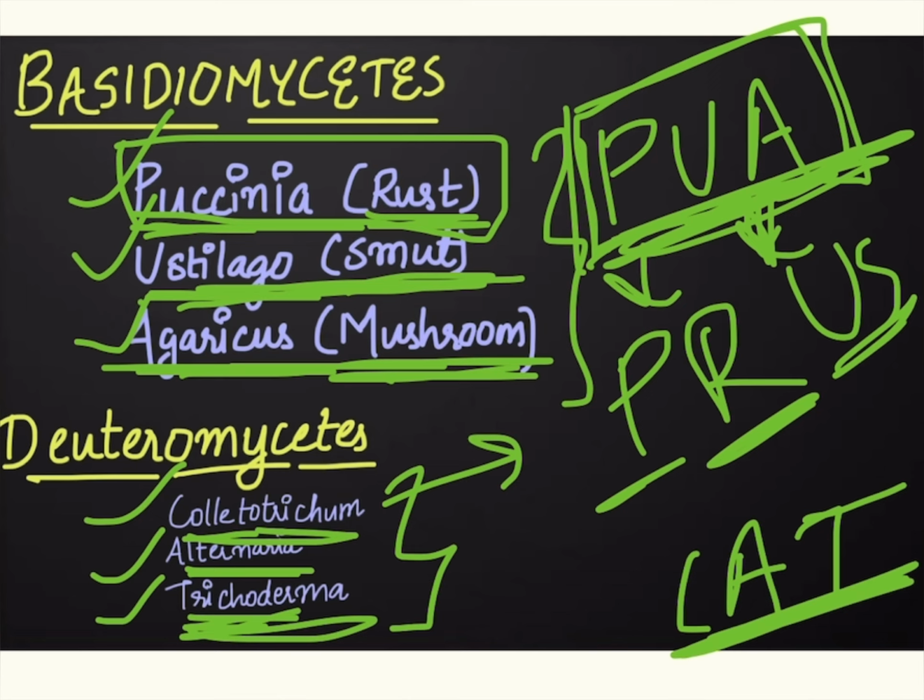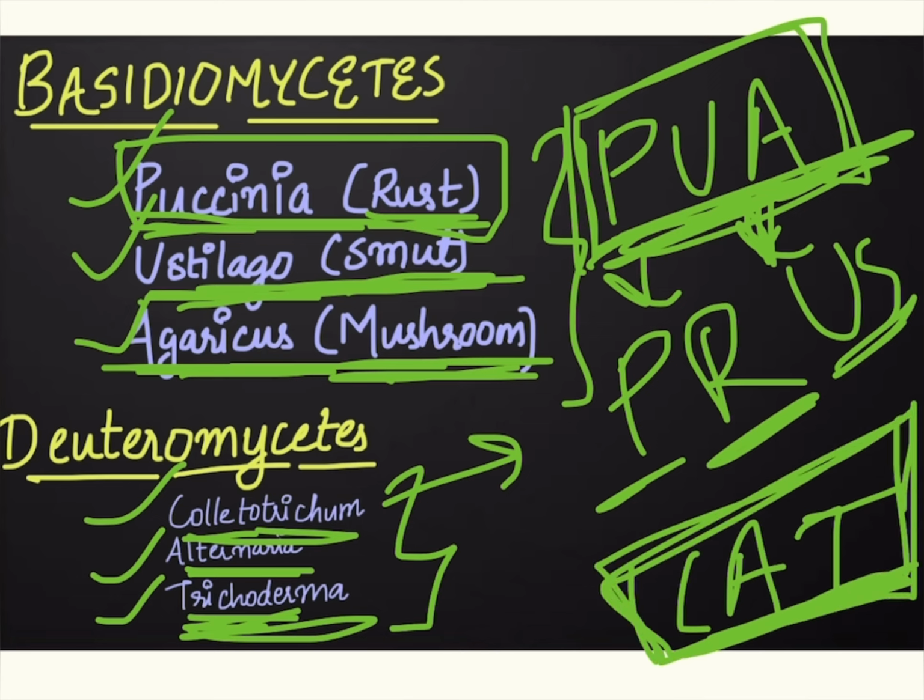Okay, and then comes the Deuteromycetes: Colletotrichum, Alternaria and Trichoderma. In that we have to remember collector, alternate collector will be present in every district, and CAT is the trick. C for Colletotrichum means collector. Remember it like a collector. And then A for Alternaria, T for Trichoderma.